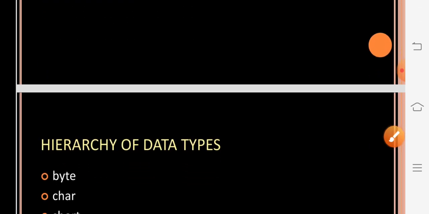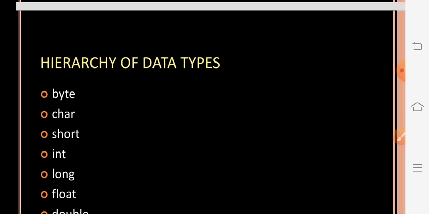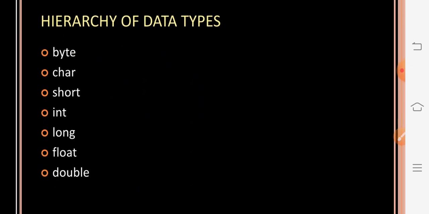Then next, hierarchy of data types. For implicit conversion, as you know, the result will get converted into the highermost data type. तो highermost data type में क्या होगा, according to the number of bytes required by the data types. ठीक है, उसके बेसिस पे कन्वर्ट होगा कि किसको कितना बाइट्स चाहिए.